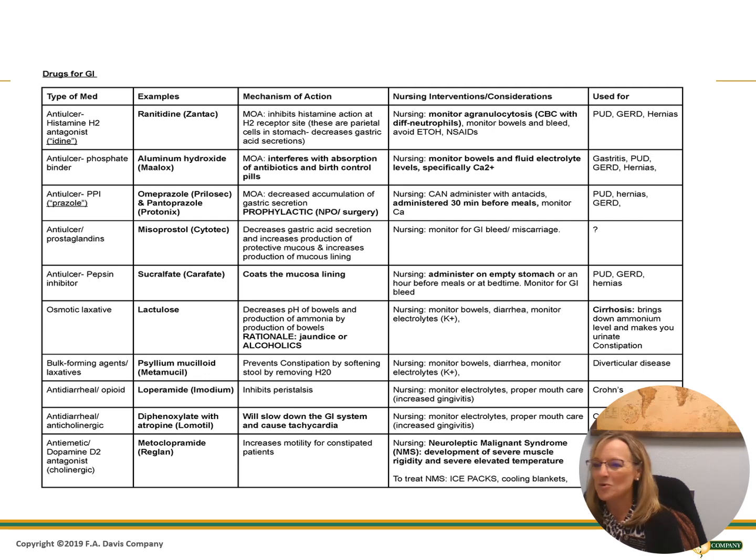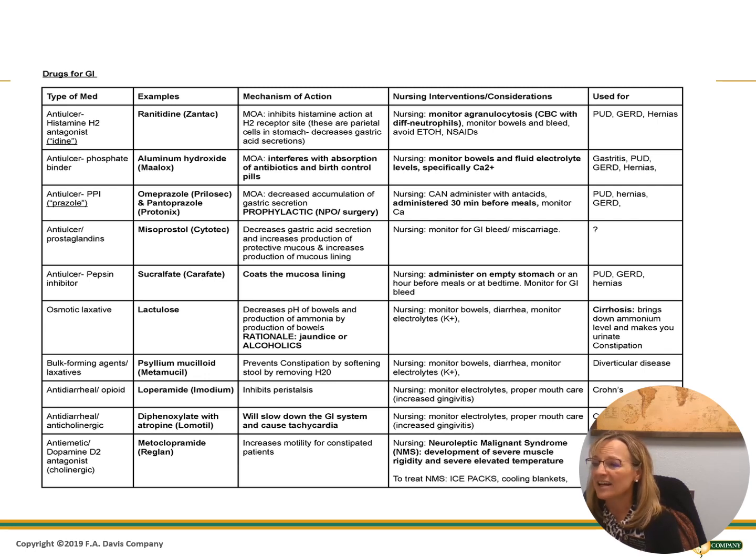But, so you have your histamine antagonists, which is like your ranitidine. Remember, side note, because it is a histamine antagonist, that's why you also give Zantac during acute allergic reaction, and that's for a kid or an adult. But you're going to use that for peptic ulcer disease, GERD, hernia.